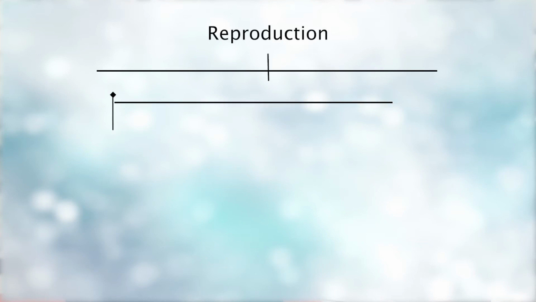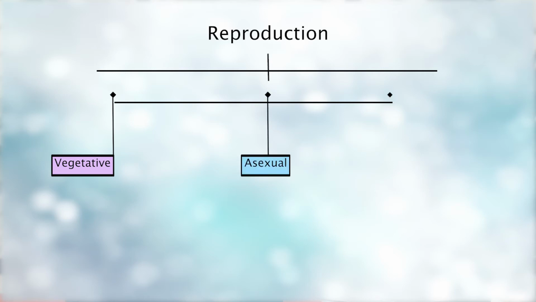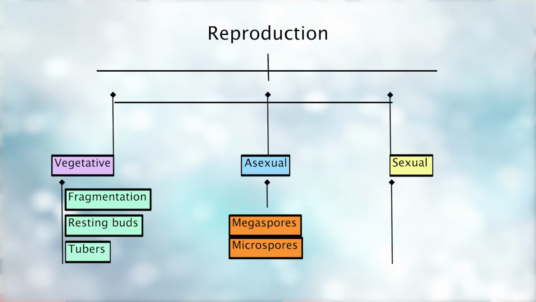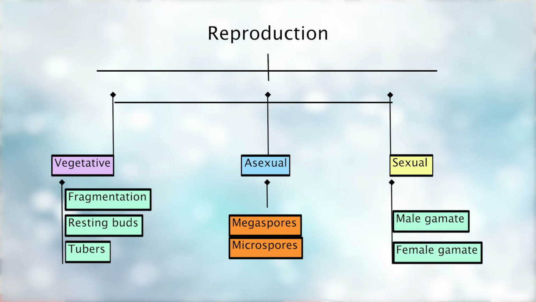Now we will be coming to the third portion, the reproduction of this particular genus. In this genus, three types of reproduction are seen. One is vegetative reproduction, one is asexual reproduction and the third one is sexual reproduction. In case of vegetative reproduction, it takes place by fragmentation, by resting buds and by tubers. Asexually, it reproduces with the help of megaspores or microspores, and sexual reproduction takes place by the formation of the male gamete and the female gamete.